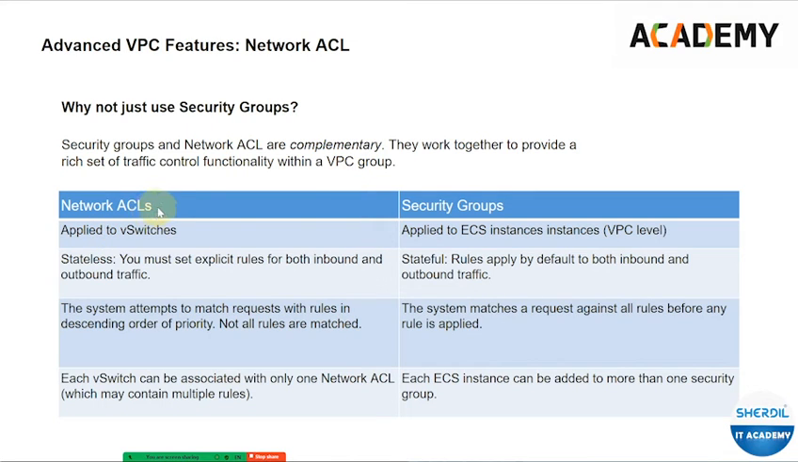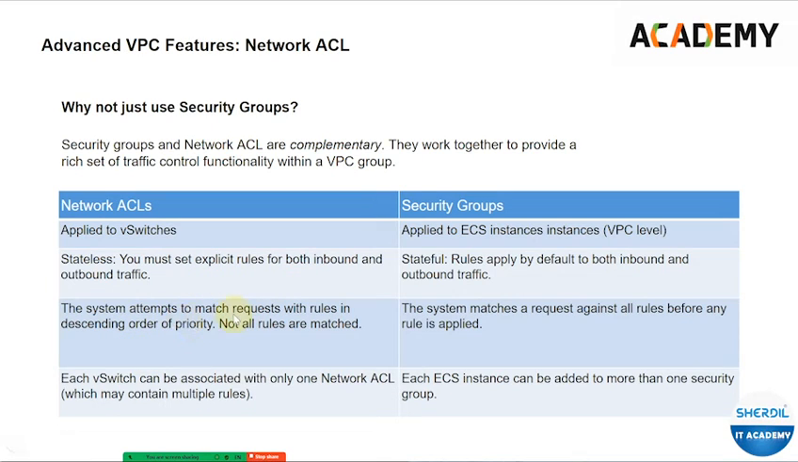The network ACL is applied to vSwitches, while the security group is applied to ECS instances. Network ACLs are stateless, while security groups are stateful. So you must set explicit rules for both inbound and outbound traffic. In the stateful security group, rules apply by default to both inbound and outbound traffic, while in the network ACL, we need to set up the explicit rules.